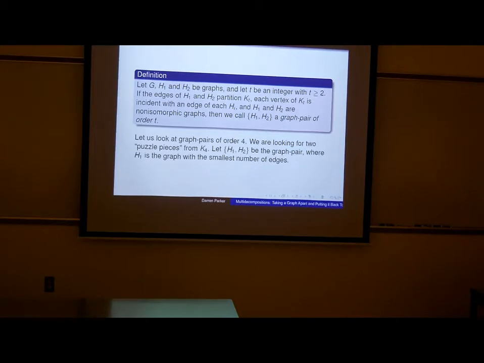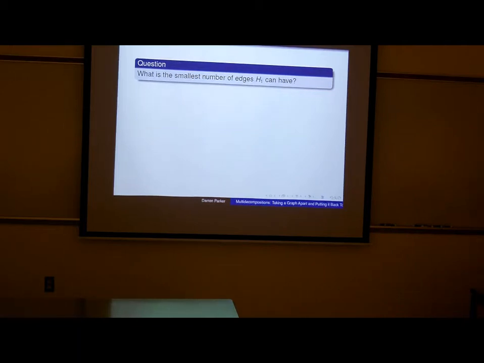Alright, so let H1 and H2 be some kind of graph pair of order 4. And just to make things organized, let's suppose that H1 has the smallest number of edges between the two. Okay, so now the first question we may ask is, how many edges can H1 have? And in particular, what's the smallest number of edges? Well, you can't have just one. Because if you have one edge, that's two vertices between them, you have two isolated vertices, right? You need all four. So that's not going to work.